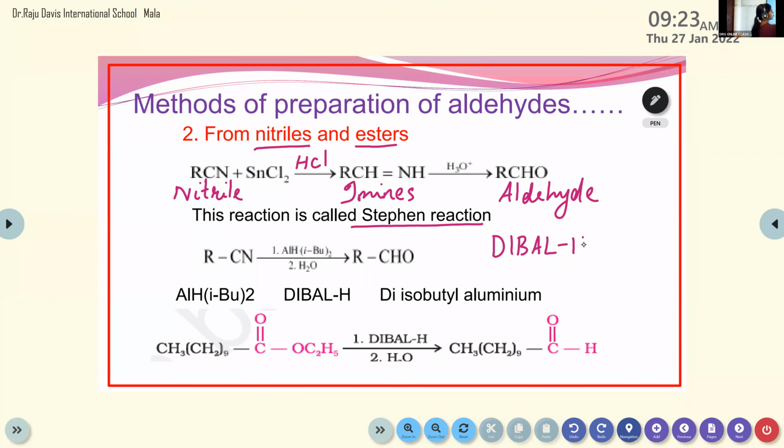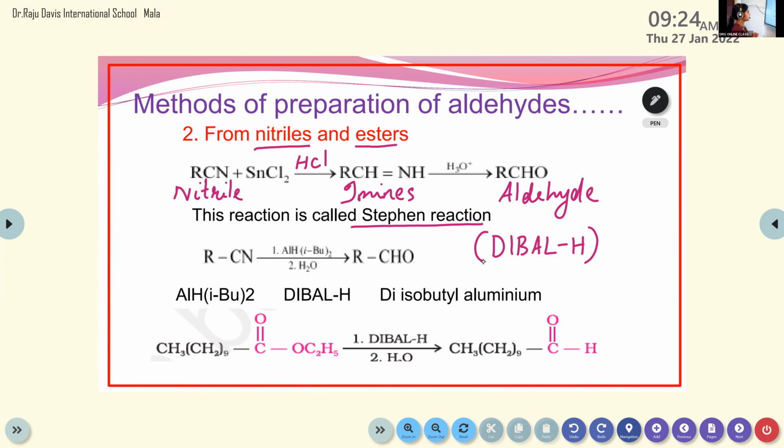DiBALH. All are in capital letters. That is a short form. Its full form is diisobutyl aluminium hydride. So instead of stannous chloride and hydrochloric acid, we can use one alternative reagent, that is diisobutyl aluminium hydride. So the same reaction will take place.